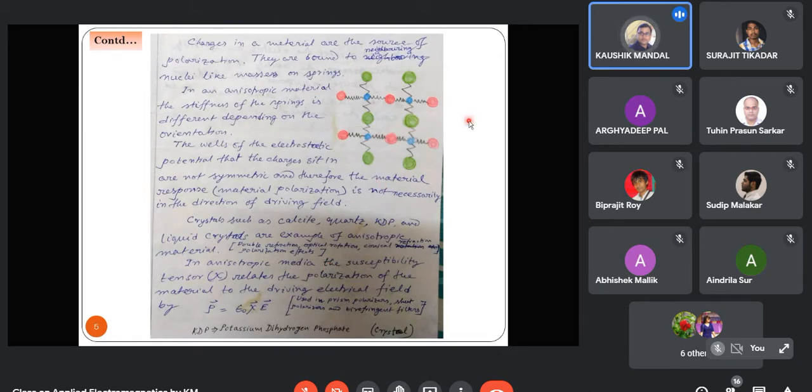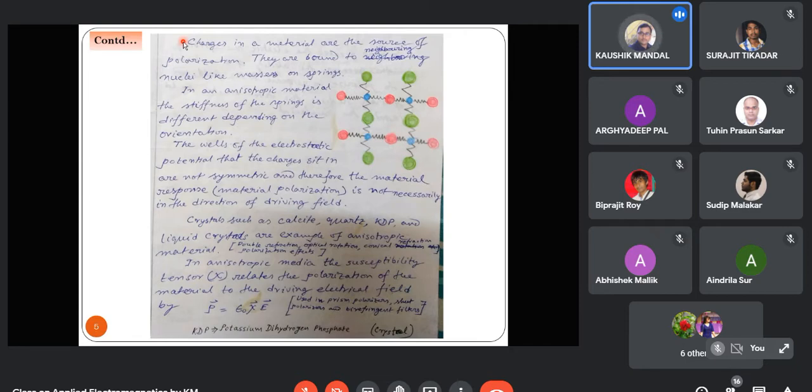So what is the source? If I ask you, what is the source of polarization in a material? In a material, that may be isotropic, that may be anisotropic. Point is that in any kind of material, what is the source of polarization or induced polarization? That is the electric charges. Electric charges in a material are the source of polarization.